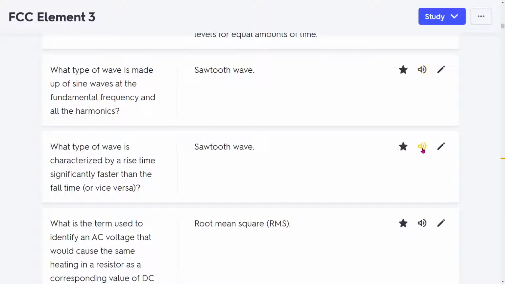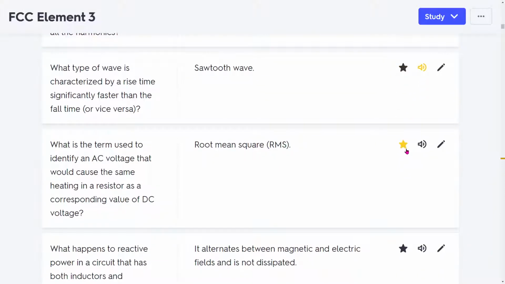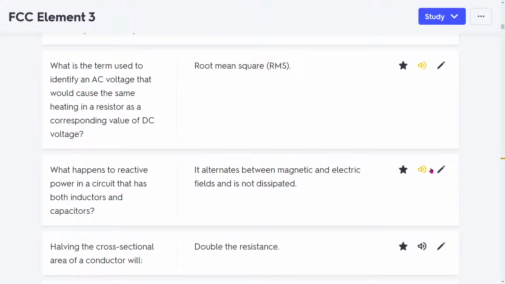Sawtooth wave. What type of wave is characterized by rise time significantly faster than the fall time? Sawtooth wave. What is the term used to identify an AC voltage that would cause the same heating in a resistor as a corresponding value of DC voltage? Root mean square. What happens to reactive power in a circuit that has both inductors and capacitors? It alternates between magnetic and electric fields and is not dissipated.